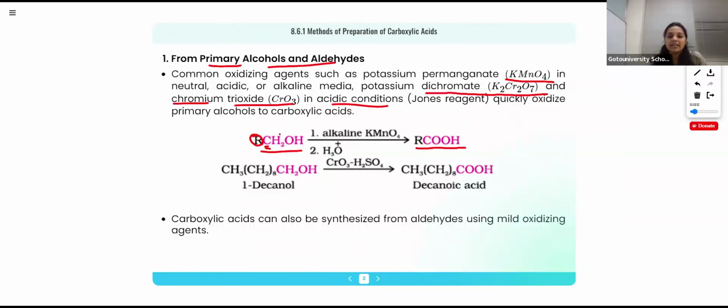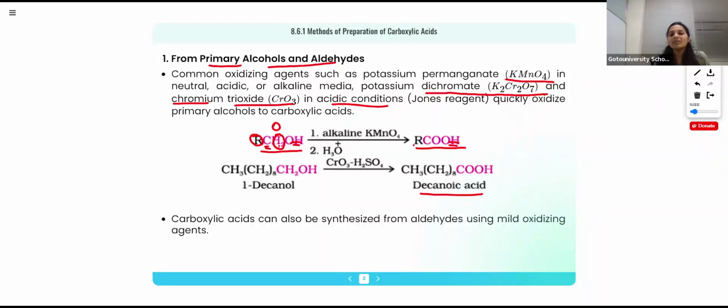See, here these two hydrogens are removed and one oxygen is added. The R group is not changing, the carbon is not changing, this OH is also not changing. What is changing? These two hydrogens are removed and one oxygen is added, giving RCOOH. Another example, here I am taking decanol. What is decanol? Ten carbon atoms are there, including this one. Then I am treating with the same oxidizing agent, converting into decanoic acid, meaning the CH2OH group will convert into the acid group.